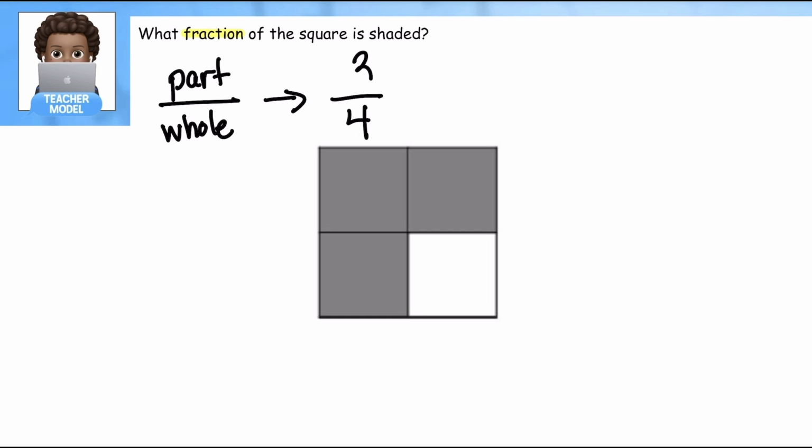And I notice that 3 are shaded. So 3 are shaded, and there are 4 parts in all. So that's my fraction, 3 out of 4. Simple. We're going to get to more complicated ones in a moment, but let's hit pause right here so you can jot this down into your notes.